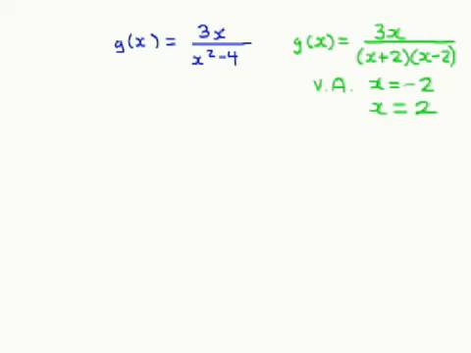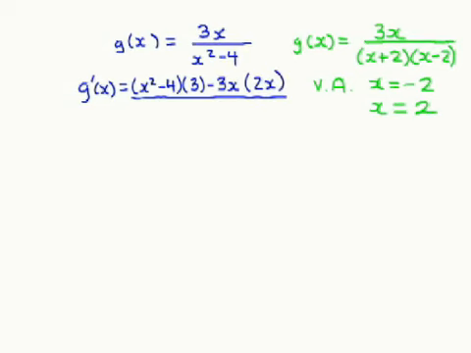Well, the next thing we're going to do is find g prime of x. To do so, we're going to have to use the quotient rule. So in the numerator, we're going to have x squared minus 4. That's all being multiplied by 3. Subtract from that 3x times 2x. And then that's all divided by g of x squared, which in this case is x squared minus 4, all squared.